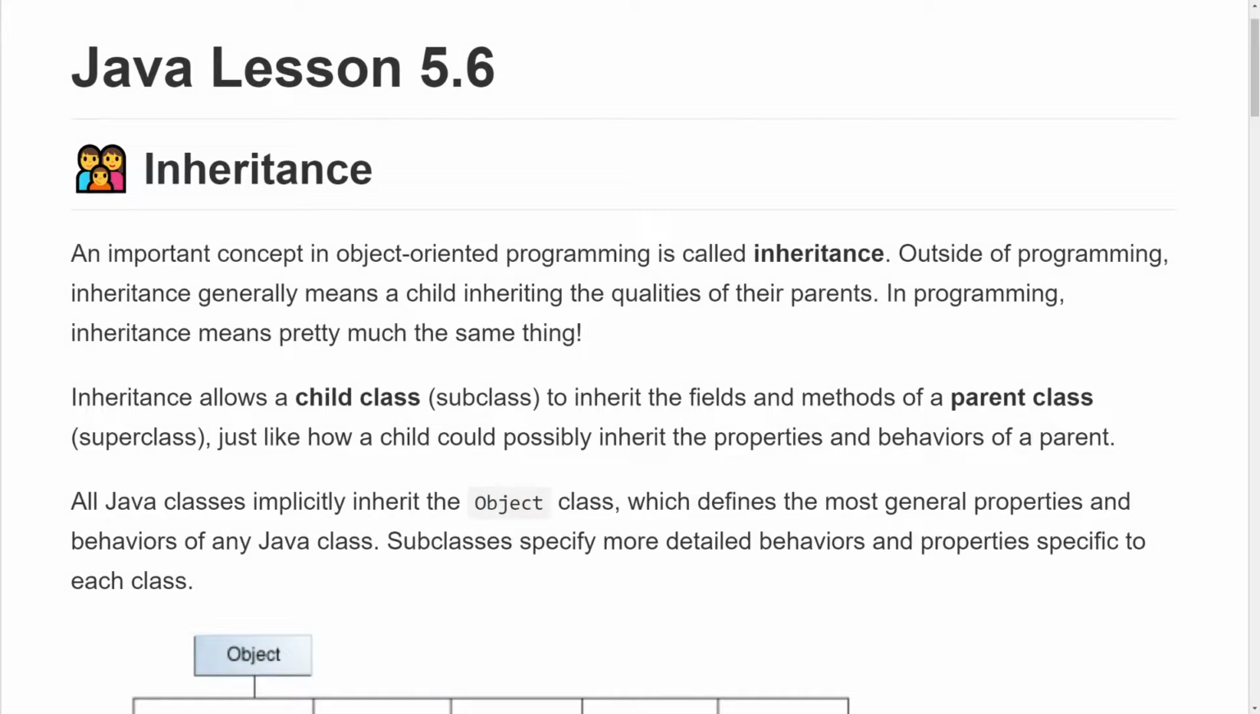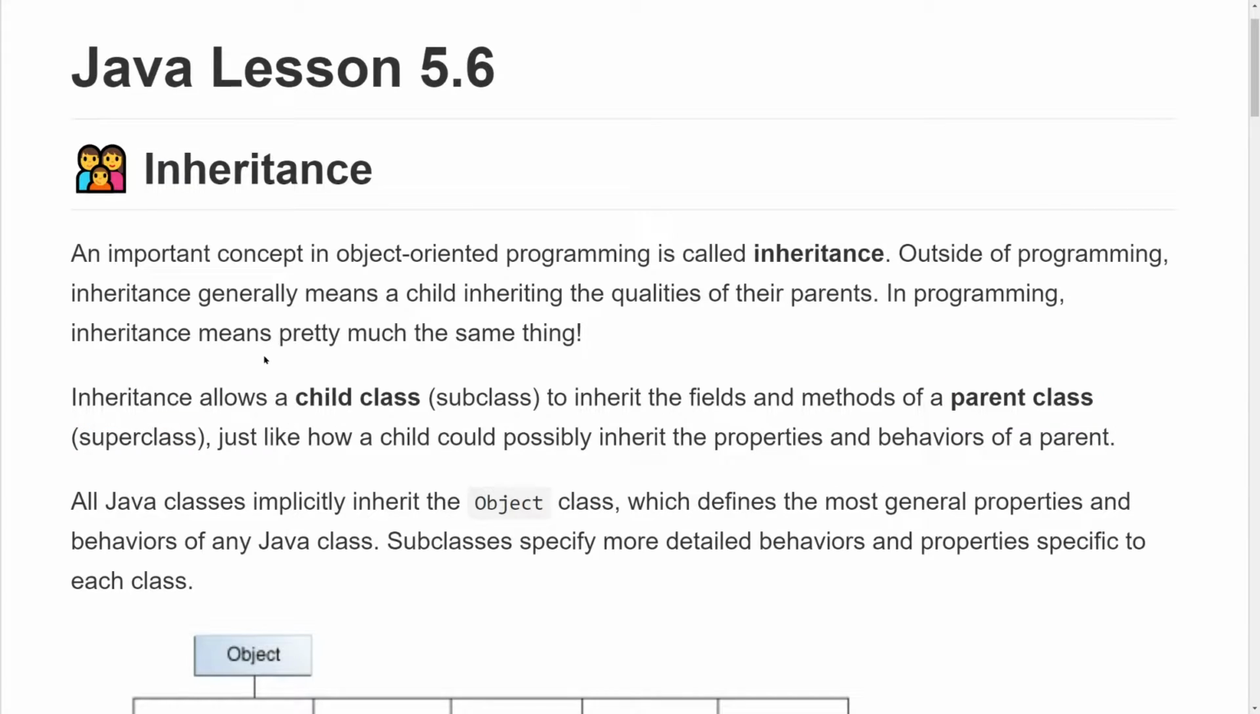Before we talk about inheritance in a programming context, let's talk about what inheritance means outside of programming. We often associate inheritance with a child inheriting the qualities, the personalities of their parents. And in programming, inheritance means pretty much the same thing. Inheritance allows us to have a child class, also known as a subclass, inherit the instance attributes, also known as fields, and the methods of a parent class, also known as a superclass.